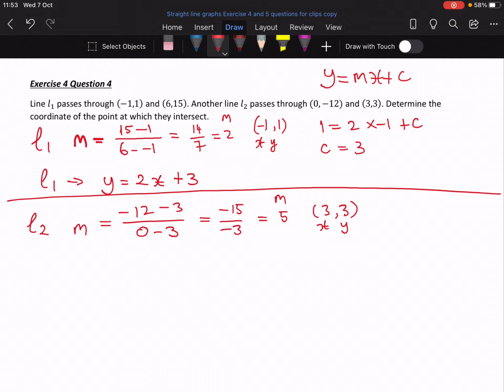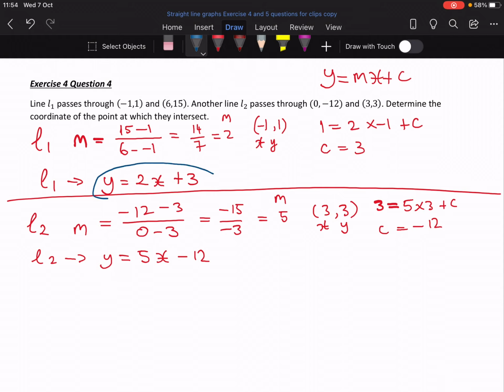Again, in y = mx + c, I substitute. So y is 3, m is 5, x is 3, plus c, because I don't know what that is. So if my calculations are correct, c is going to be equal to -12, if I solve that equation there. So the equation of L2 is y = 5x - 12.